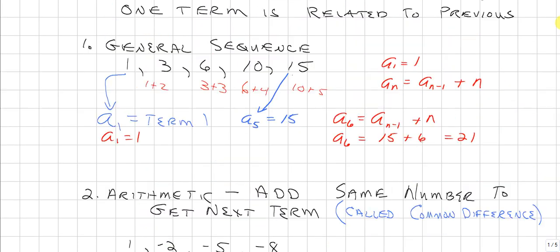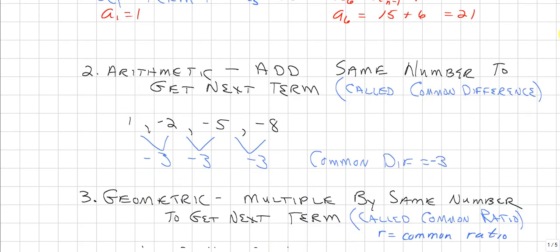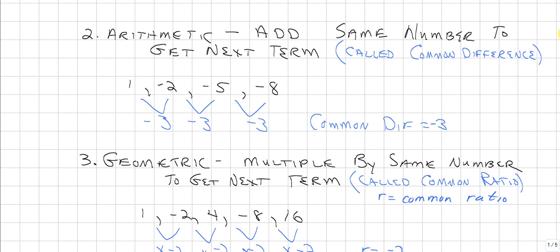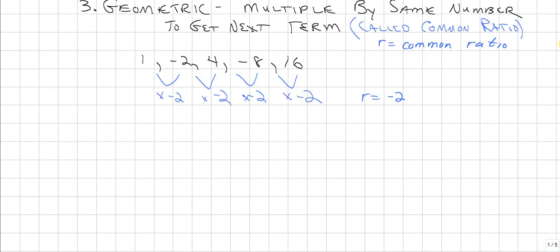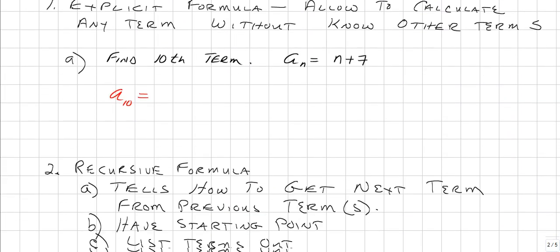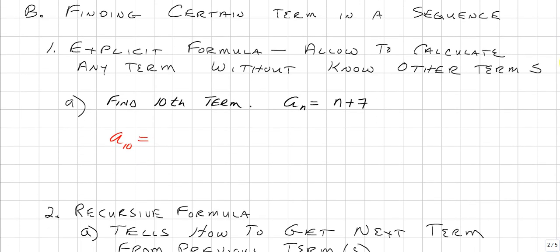So that gives us an overview of just what a general sequence is, what an arithmetic sequence is, and what a geometric sequence is, and we should be able to identify those. The next topic I want to cover is how do you find a certain term in a sequence? So let's say I wanted to find the 10th term or the 11th term or the second term. I have two formulas that I can use.